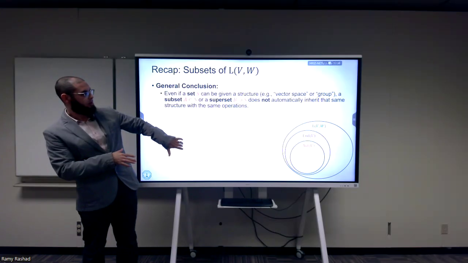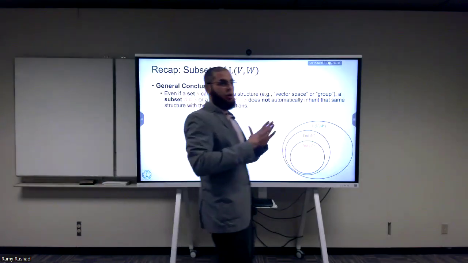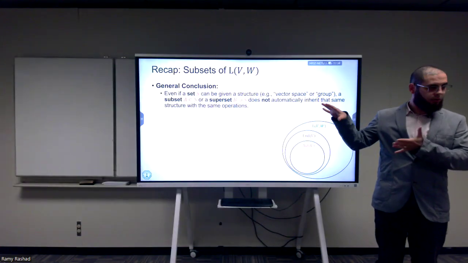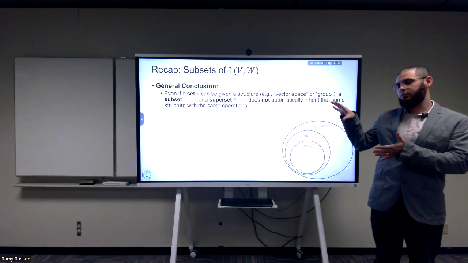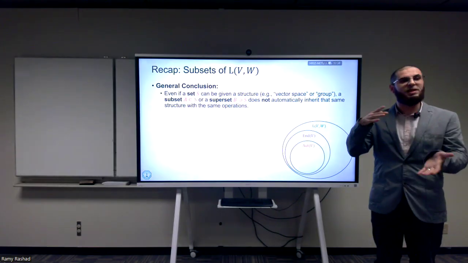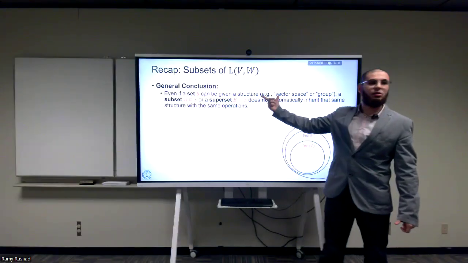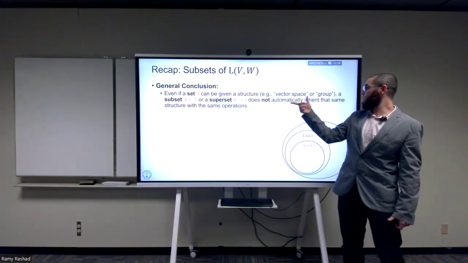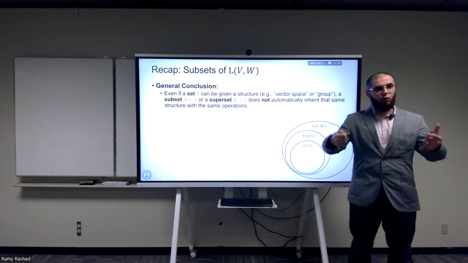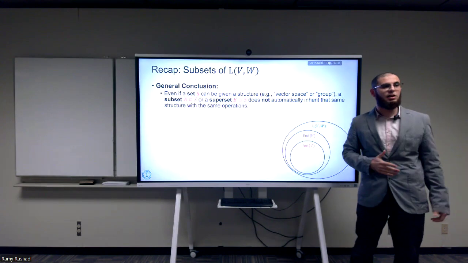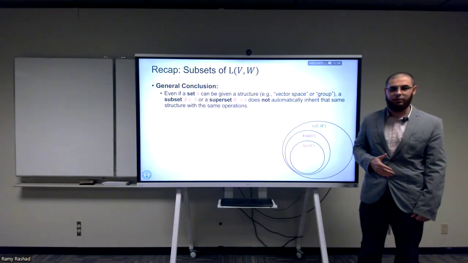This is a very important conclusion. This is far beyond this example or the level we're at, which is groups and vector spaces. In general, if a set can be given a structure, for example a vector space or group or manifold or Lie group or an inner product space and so on, which is that stuff that mostly we're going to be covering later or not even covering.